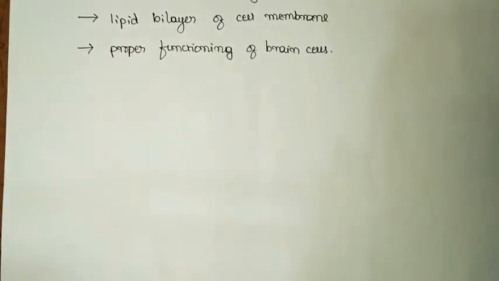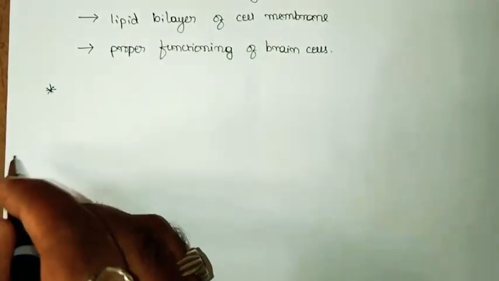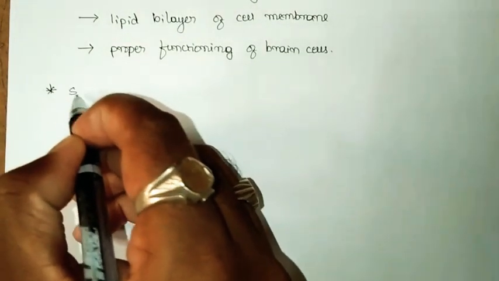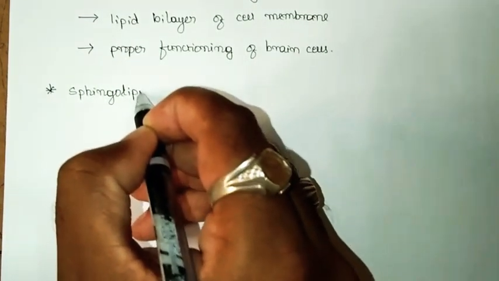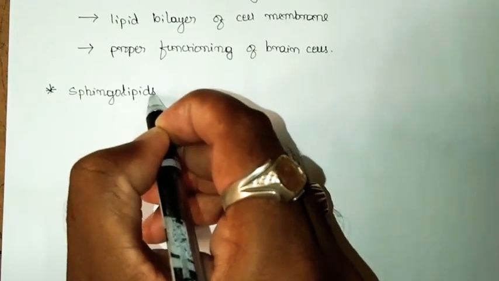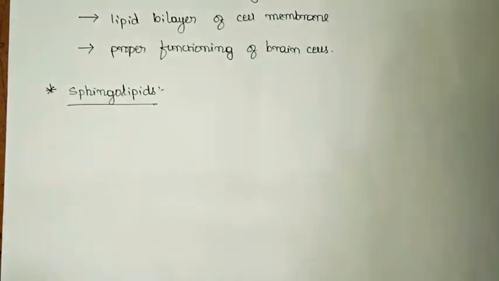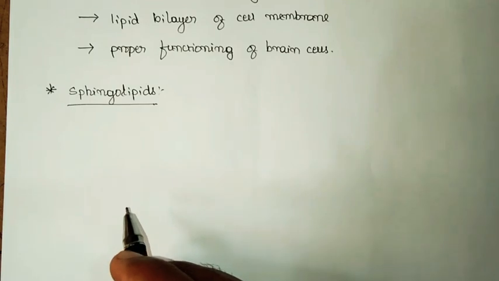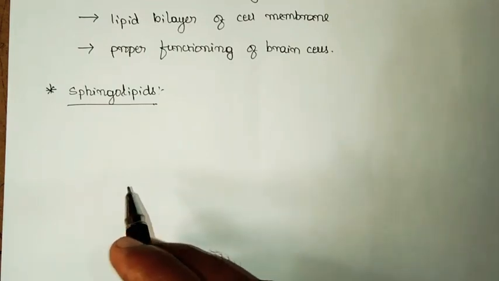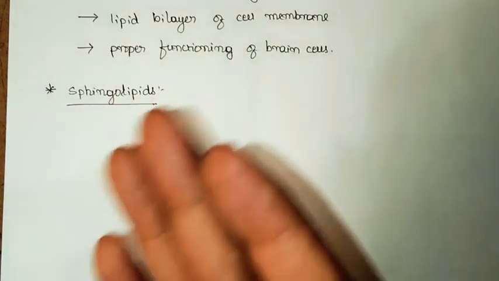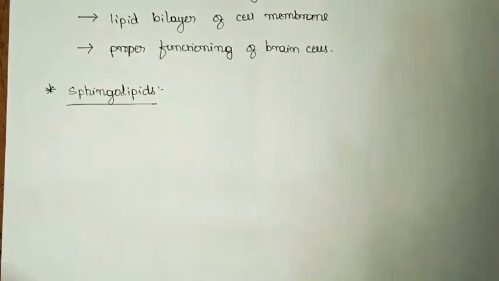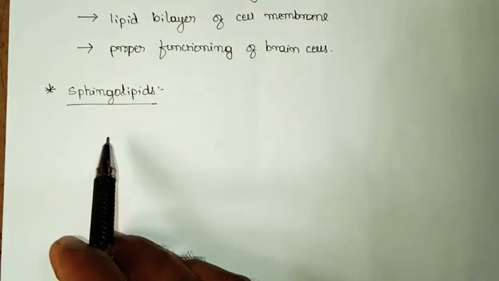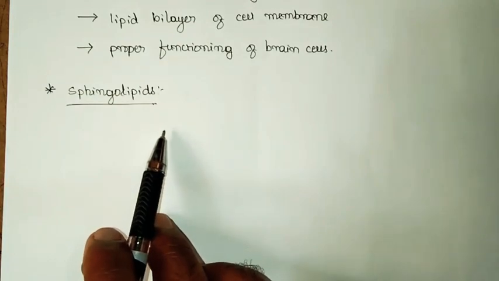And we shall continue our discussion with the second class of phospholipids, that is sphingolipids. We already said that we can easily differentiate sphingolipids from phosphoglycerides. In the case of phosphoglycerides, we have glycerol as the alcohol, and in the case of sphingolipids, we have sphingosine as the alcohol.